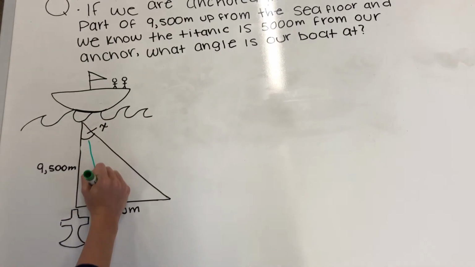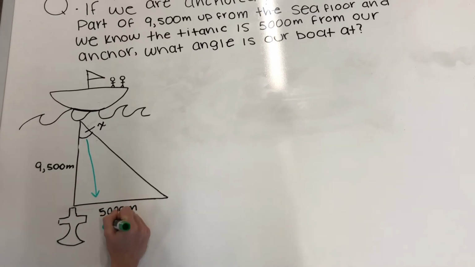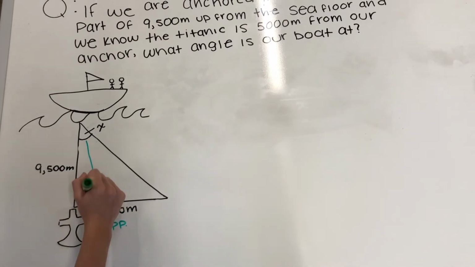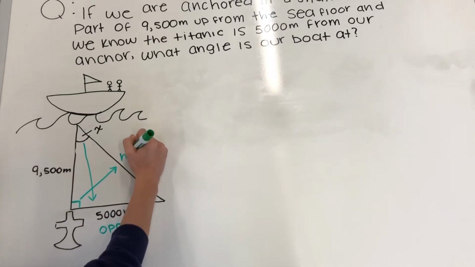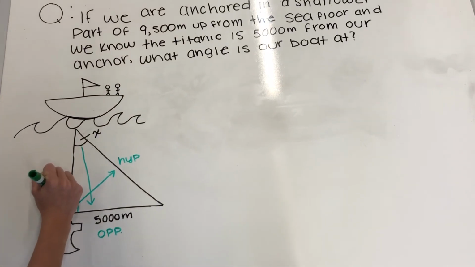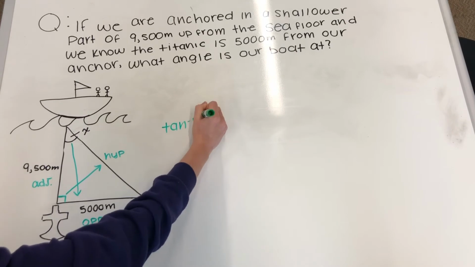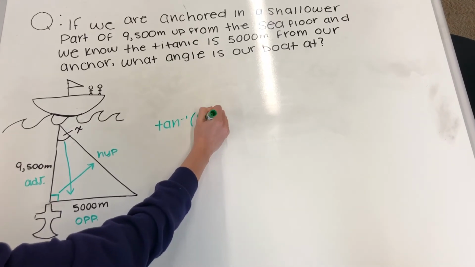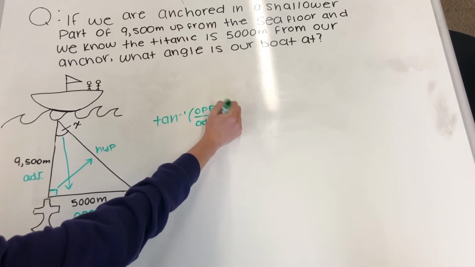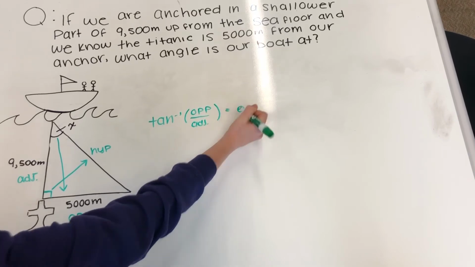Our first step is to figure out what trig function we need to use, and we do this by labeling our sides. We know that our opposite side is 5,000 meters, and our adjacent side is 9,500 meters, so this means that we can use inverse tangent to find the unknown angle.